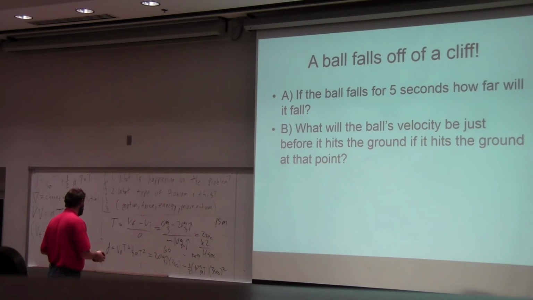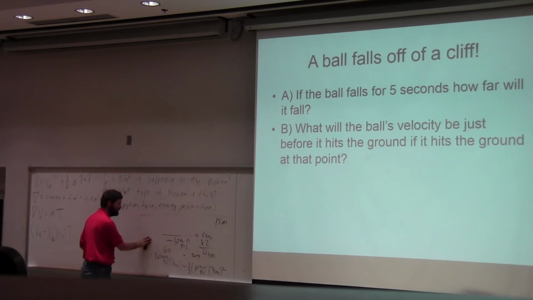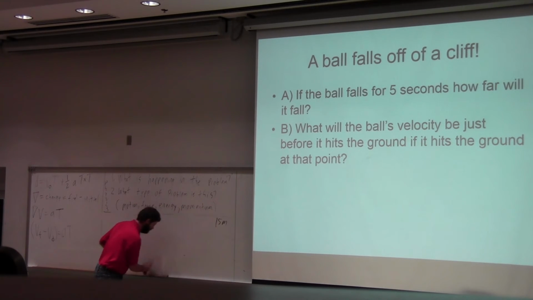Ball falls for 5 seconds. How far does it fall? So we do d equals 1/2, or so v naught t, which is 0, because we just dropped it.